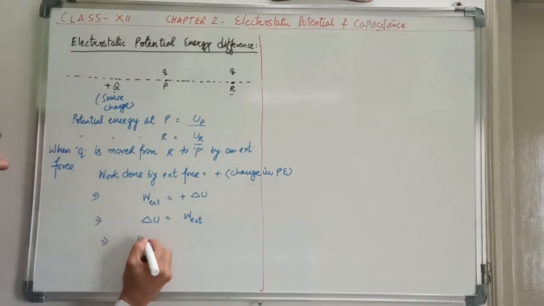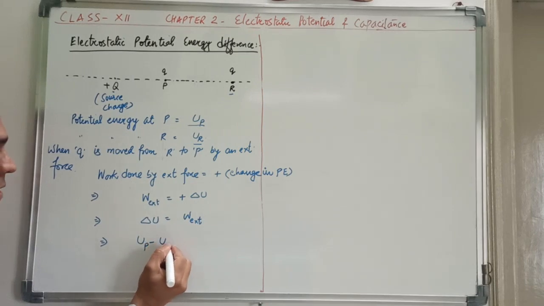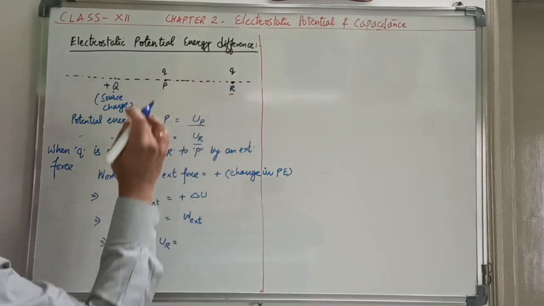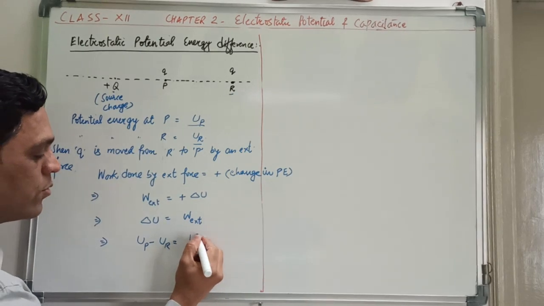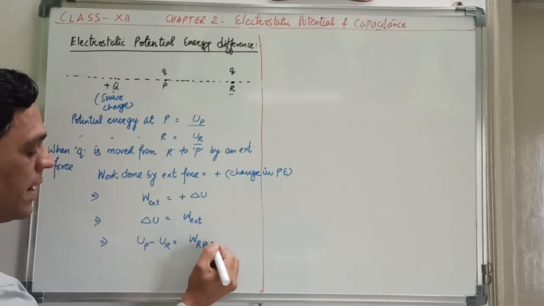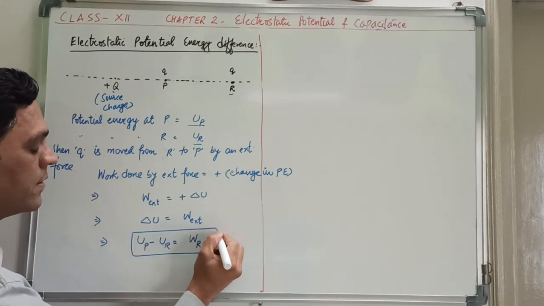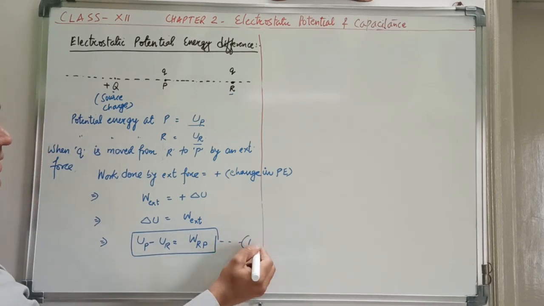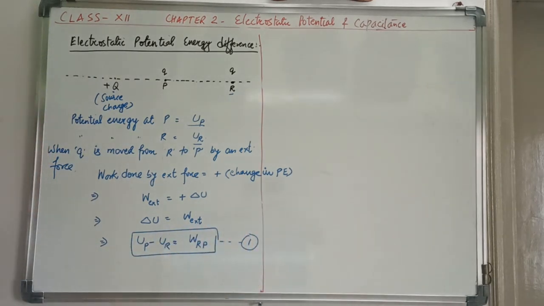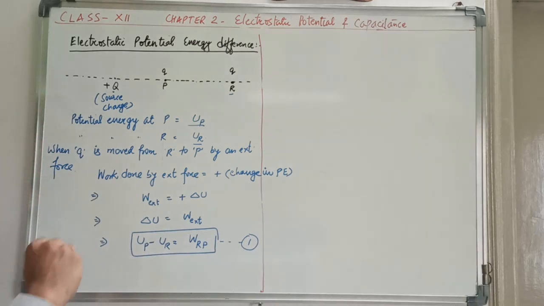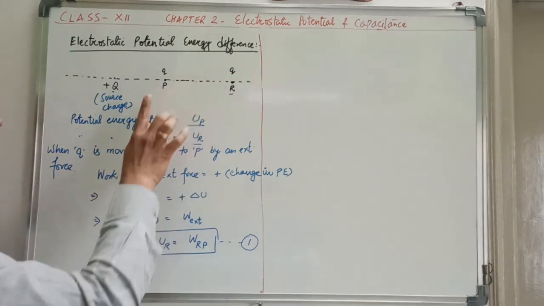Then the change will be UP minus UR, that is final minus initial, and this will be equal to W when we brought the particle from R to P. This is the first relation. So the change in electrostatic potential energy of the system as q is moved from R to P is given by UP minus UR.